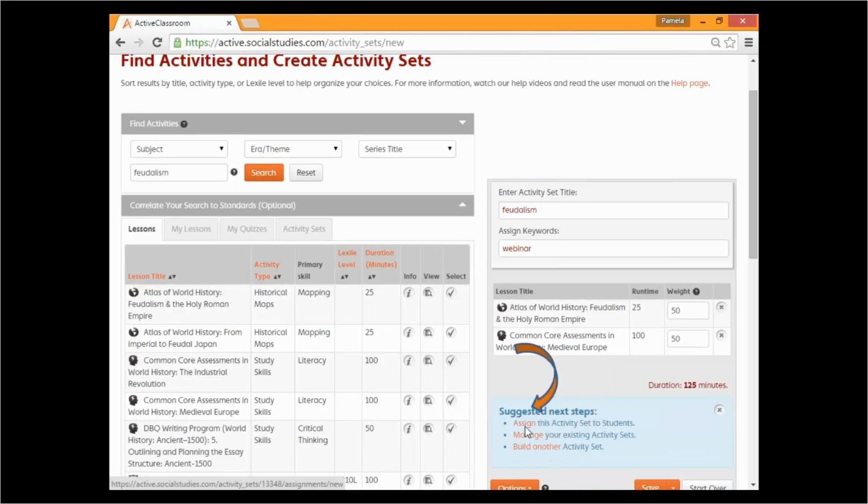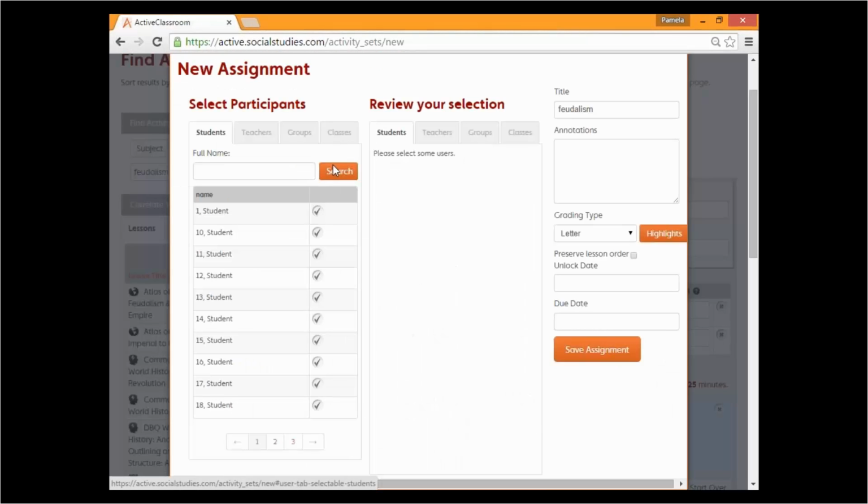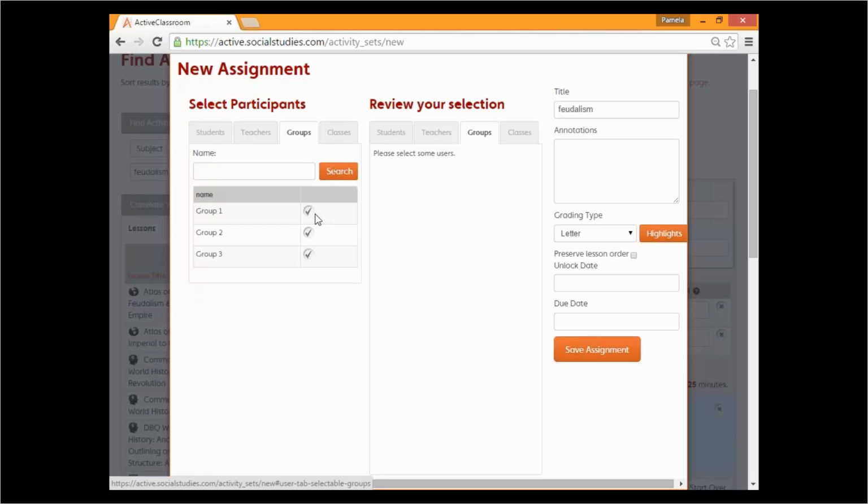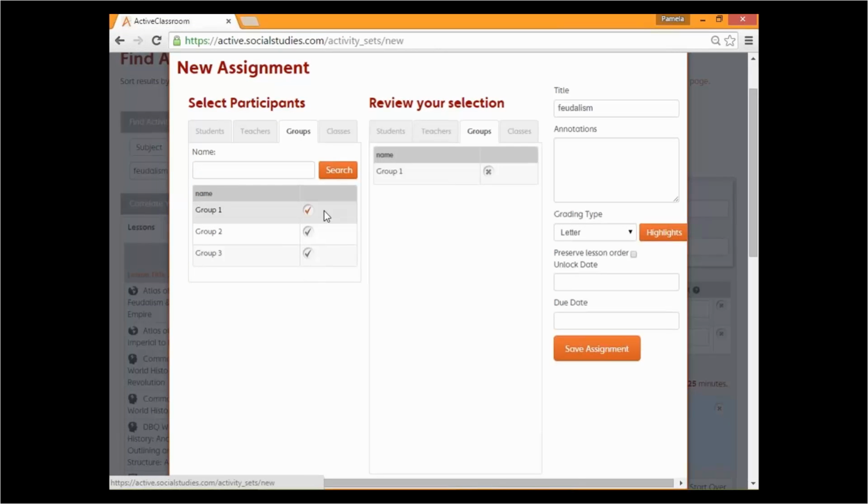I'm going to click Assign and go to my Assign page, and I'm going to assign based on groups because we did just make the group, so I want to assign it based on groups. And now, do I want group 1, 2, or 3? This is for group 1. I'm selecting this for my below grade level readers.